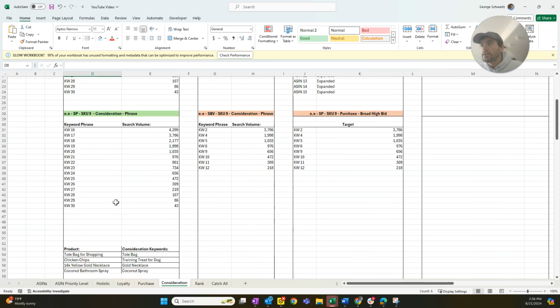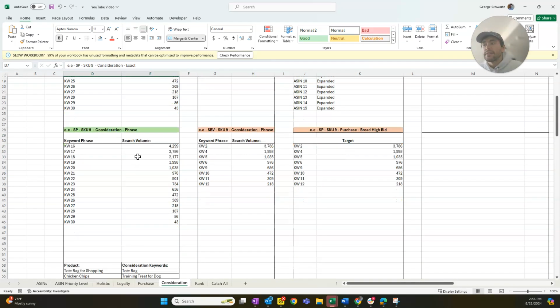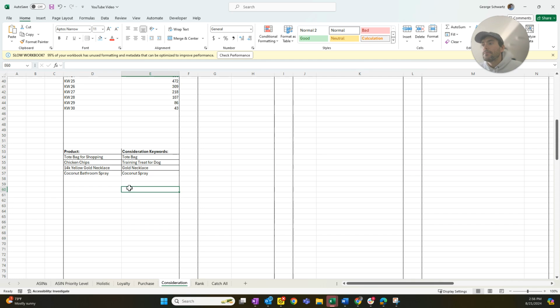So you can use different terms with an exact phrase to just branch out a little bit. So tote bag for shopping could now be tote bag. Now tote bag could be for travel. It could be for groceries, who knows, but slightly broader. It's going to get a lot more search volume. It's probably going to convert a little bit less often, but it's good to get your brand out there to a larger market.